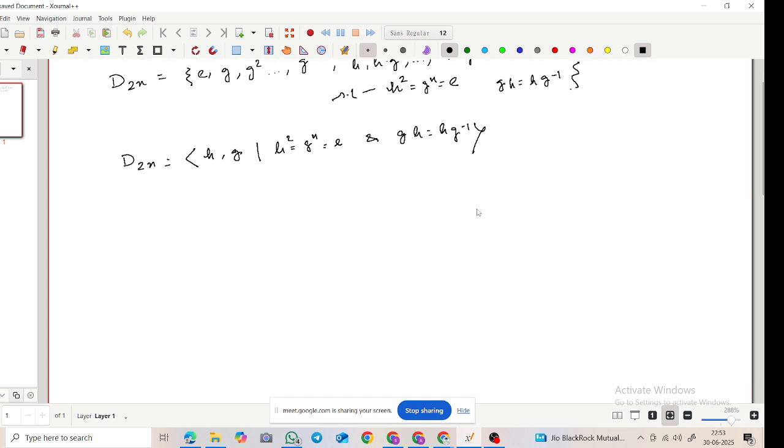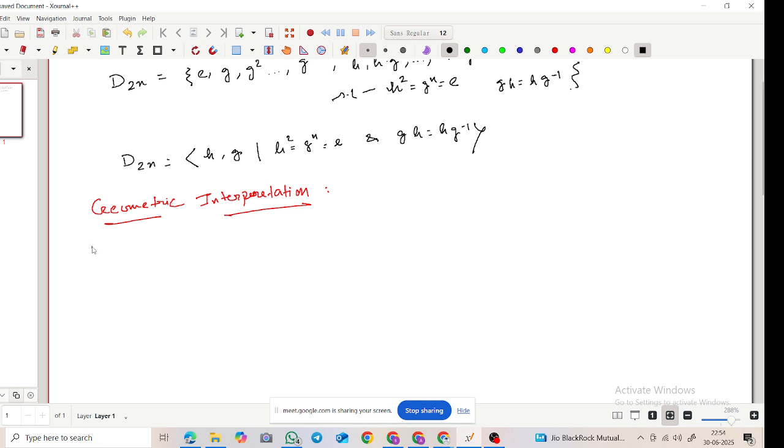Why is this group so important? So first, let's talk about D2 into 3, that is D6. Okay, let's see what is D6. And we will talk about the geometric interpretation. So let's talk about the geometric interpretation first. So what is that? The geometric interpretation.